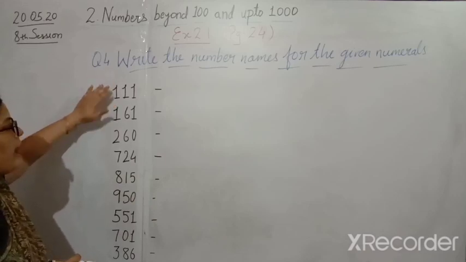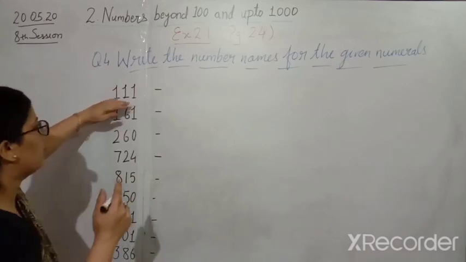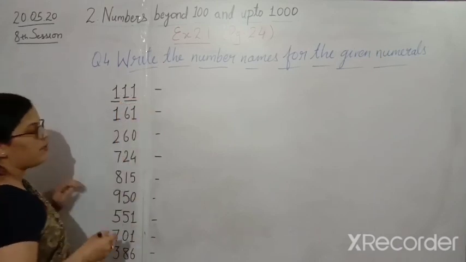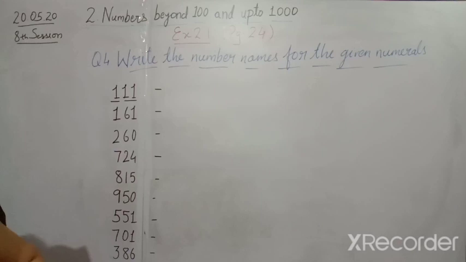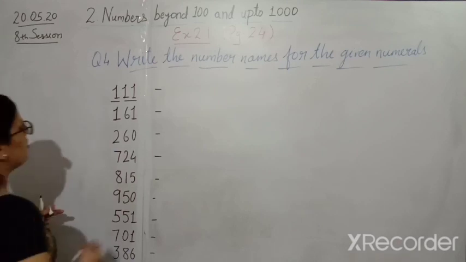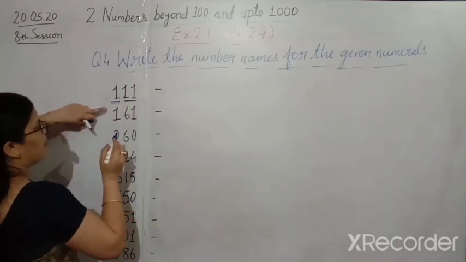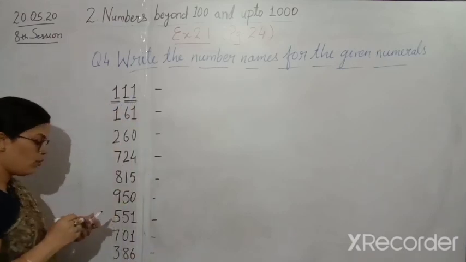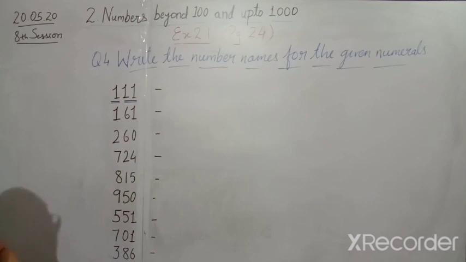First you have to divide the number into 2 parts: hundreds, and tens and ones. See here, this is the third digit, the hundreds place, and this is tens and ones. Now you know how to write the number name of 2-digit numbers.